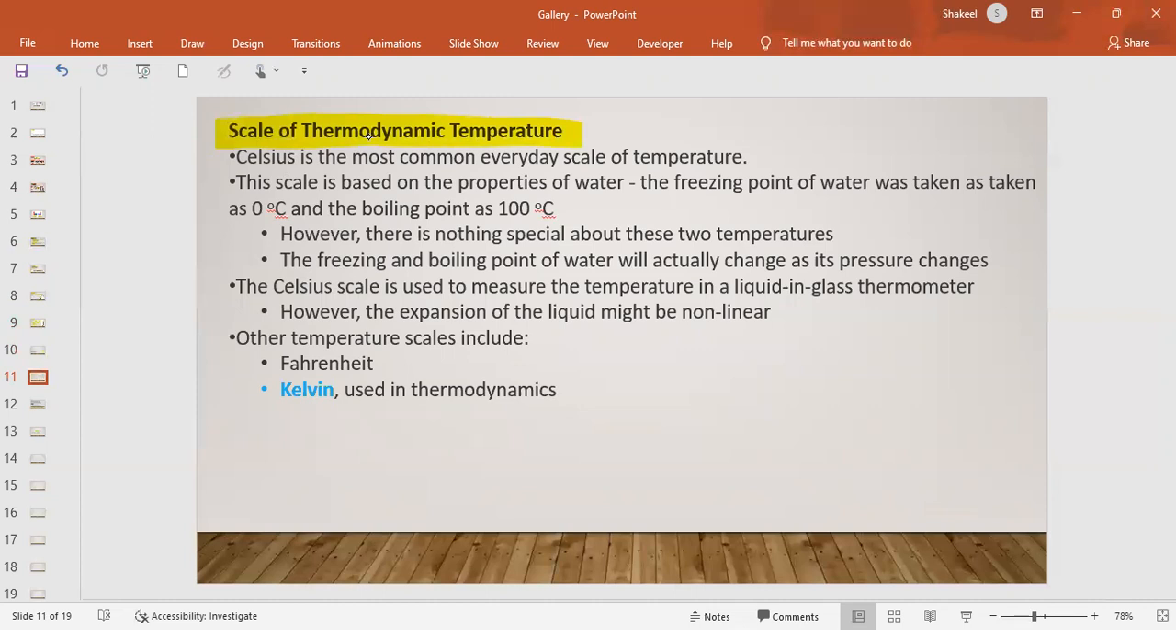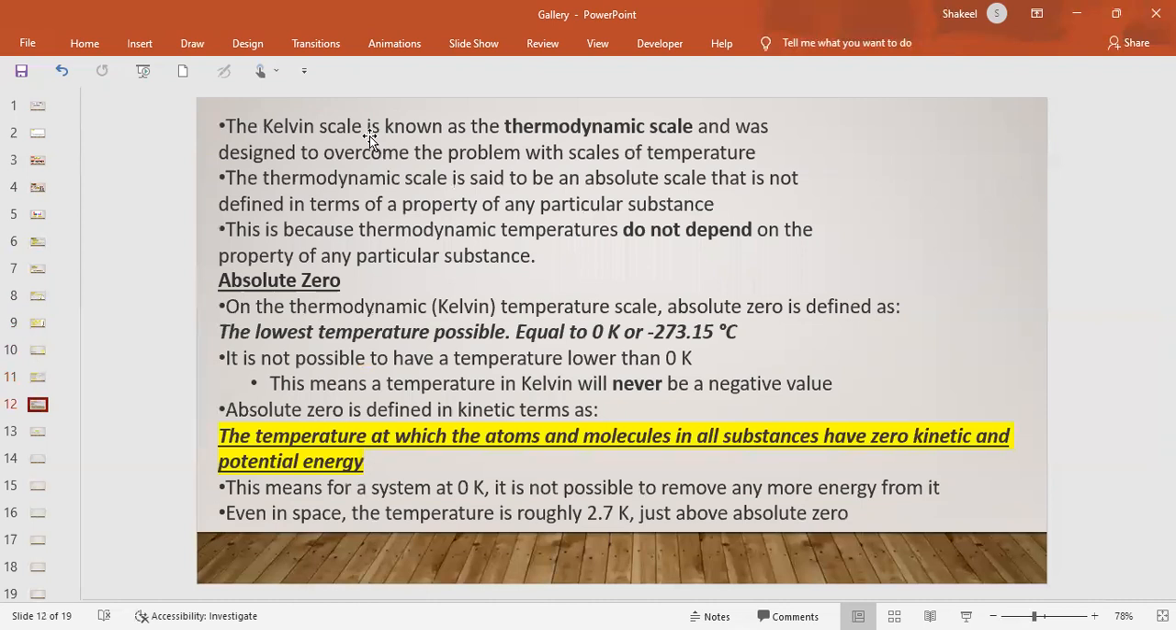Okay, now about the scale of thermodynamic temperature. We commonly measure temperature in Celsius because that's easy to calibrate. We know that the melting point of ice is 0 and boiling point is 100. That's why we use the Celsius thermometer. We can use Fahrenheit as well, and Kelvin as well, but Kelvin is the SI unit. Kelvin is used in thermodynamics, and it is a thermodynamic scale. It's hard to construct a Kelvin thermometer, but it's easy to construct a degree Celsius one. So we prefer to measure temperature in degrees Celsius, and then we use an equation to convert it into the Kelvin scale.